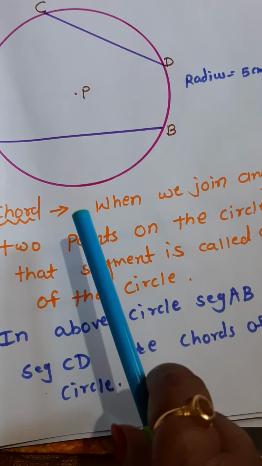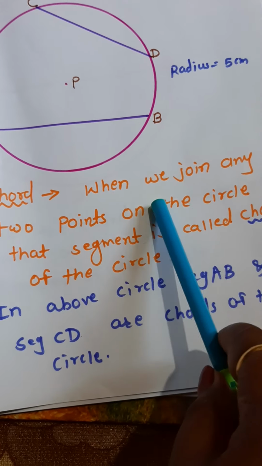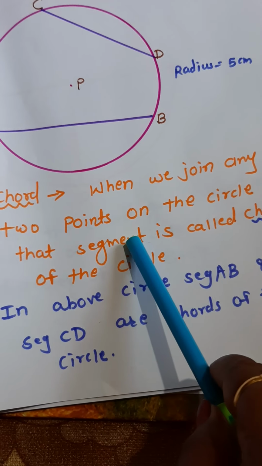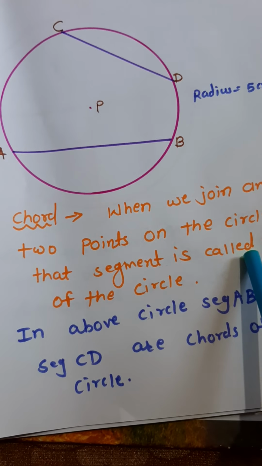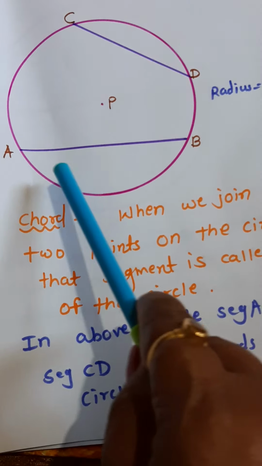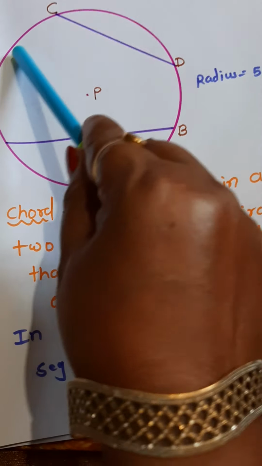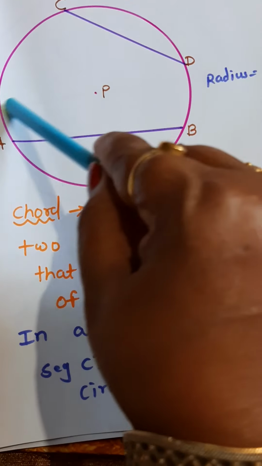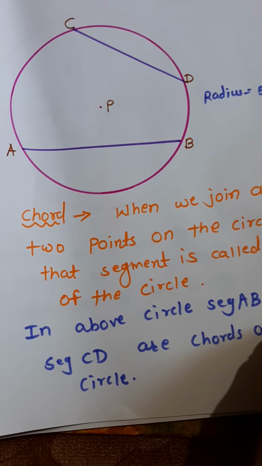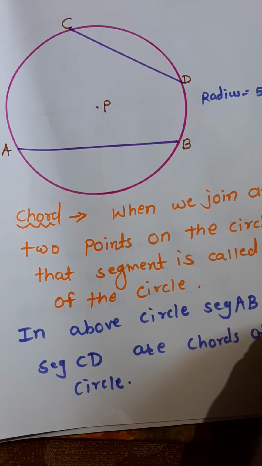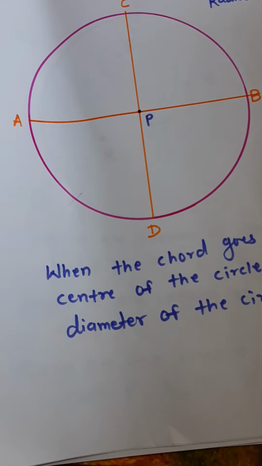What is the definition of chord? When we join any 2 points on the circle, that segment is called chord of the circle. In the above figure, segment CD and segment AB are chords. We can draw infinite chords. Any 2 points we join on the circle, you will get the chord. Okay, got it? What is meant by chord? Join any 2 points on the circle, it is said to be a chord.